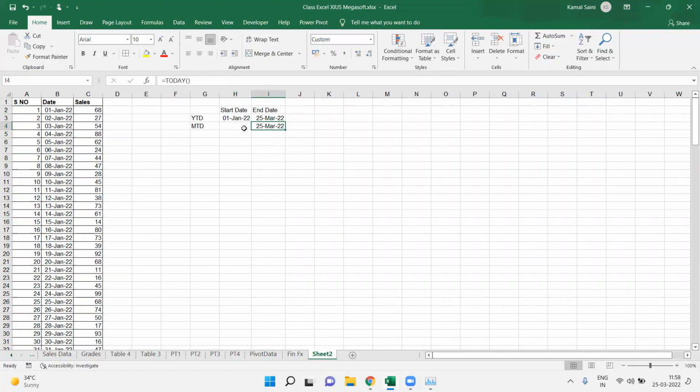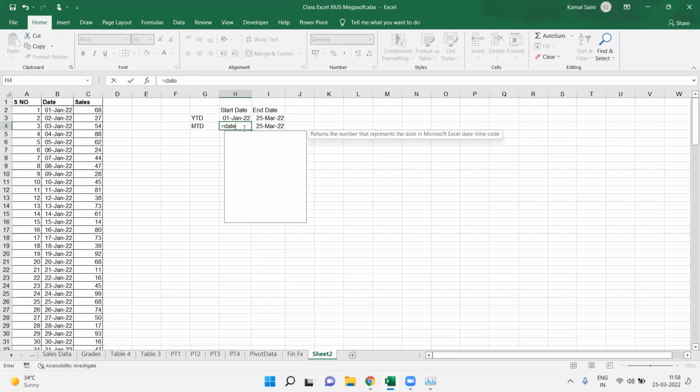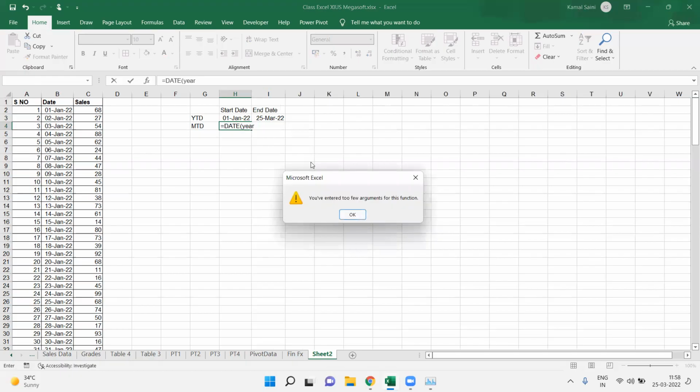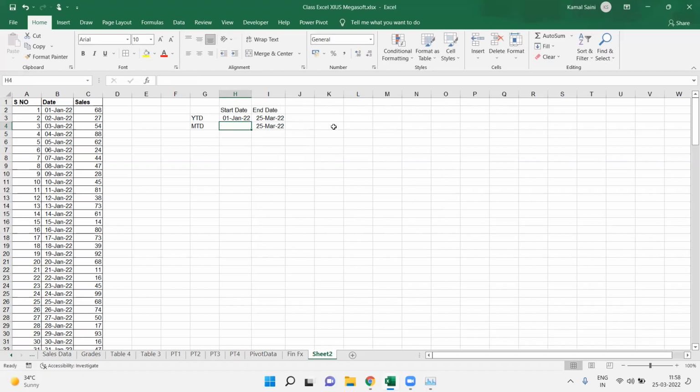Now this should be based on the month that you are working for. If you are working for March, then we should consider March. If you're considering April, we'll consider April. So basically there's a function known as DATE. Here we should consider the current year basically. I'll write this formula here.